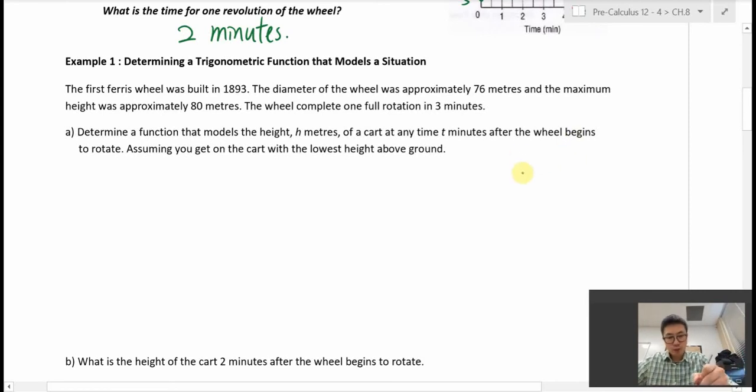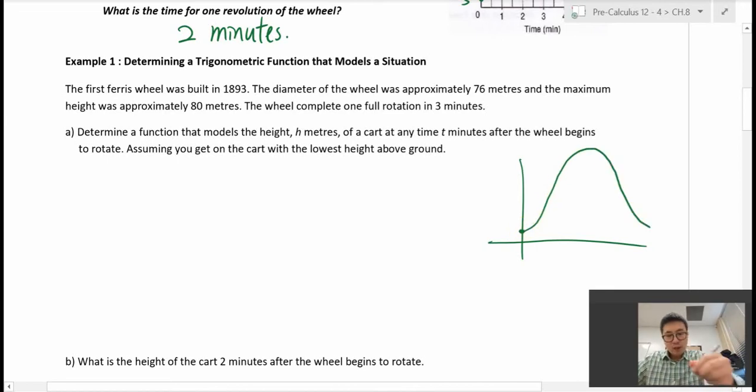So that's what I'm going to do right away. I know I get on at the lowest point of the Ferris wheel, and that it's going to go up and then come back down like this. I'm just going to draw one cycle. It says one full rotation is 3 minutes, so when I come back down here, this is going to take 3 minutes. It says the diameter is about 76 and the maximum is 80. So here is going to be 80 meters above ground. Because the diameter is 76, the minimum is going to be 4 meters above ground.